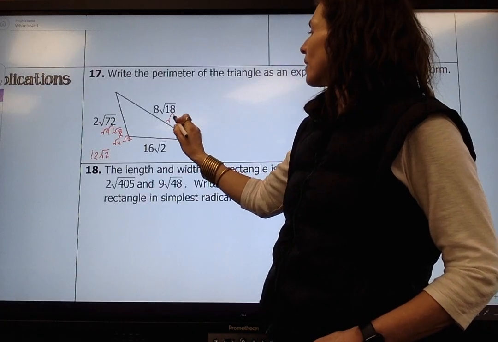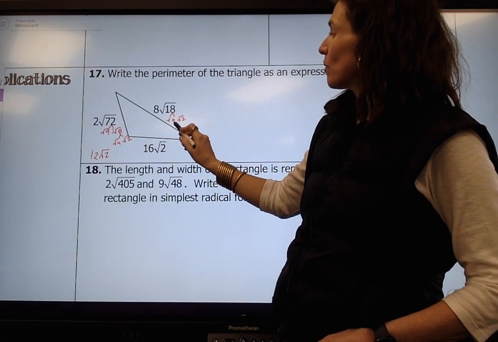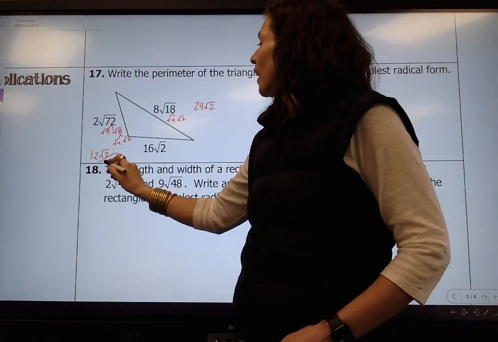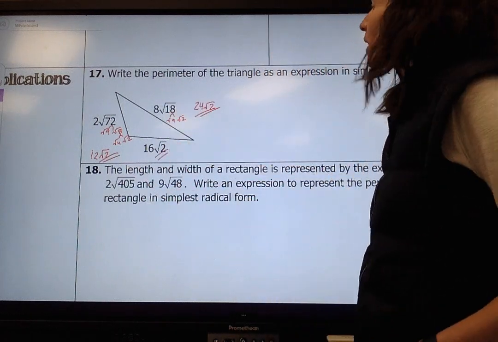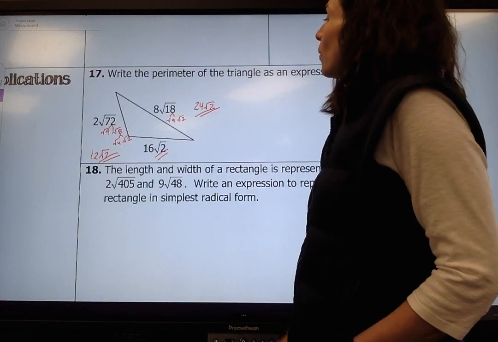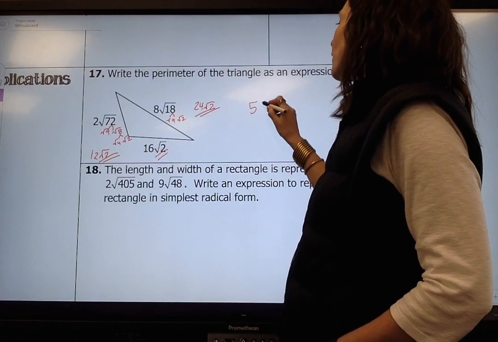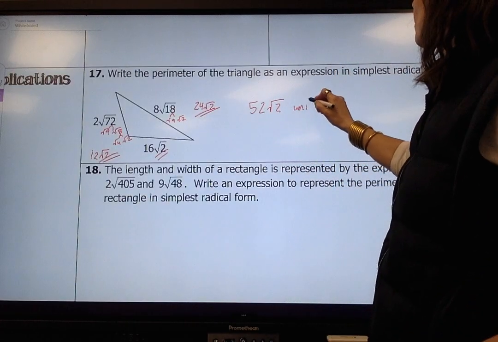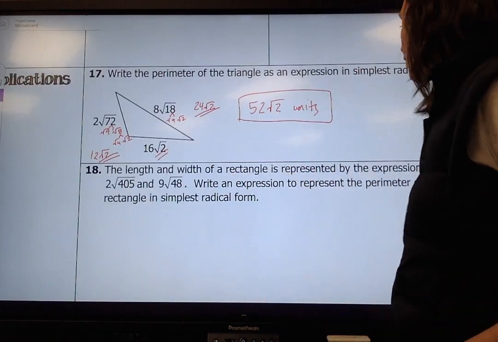And here I can simplify. That simplifies to square root of 9 is 3. So 3 times 8 is 24, and I get square roots of 2. Now my radicals are all the same, so when I combine them, perimeter, of course, is adding up all the sides. So I get 28 and 24 is 52, and then square root of 2 units, whatever that unit is. If it's inches or whatever, that would be my final answer.